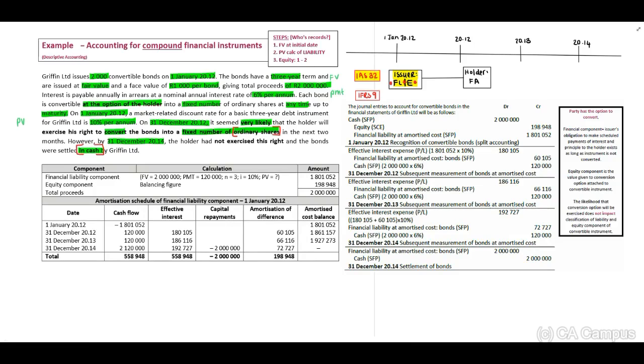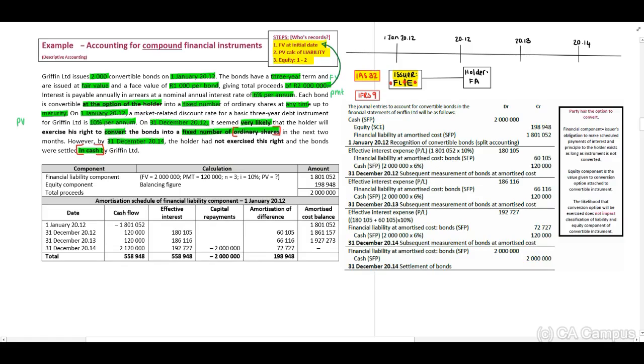And we need to identify our steps. Determine the fair value at initial date. Guys, they've provided us with the 2 million. This is our value at initial date. Step 2, what is the present value of the liability? And step 3, we need to calculate our equity.